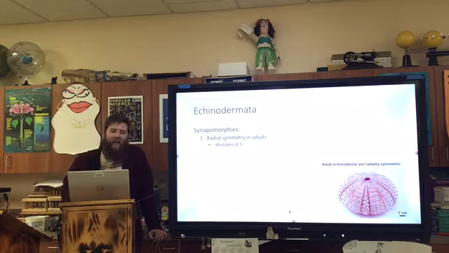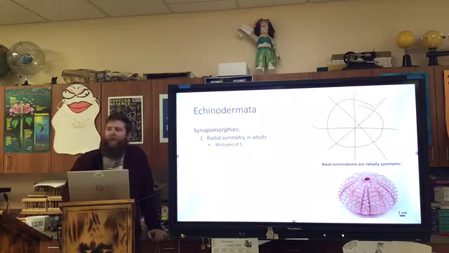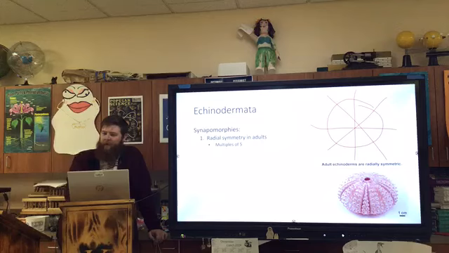Echinodermata have some synapomorphies. The first thing here is the adults are radially symmetrical, meaning we're back into a circle. What germ layers did the radially symmetrical ones have? 2. And these guys have 3. So this is just in the adults. The larval stage is still bilateral.